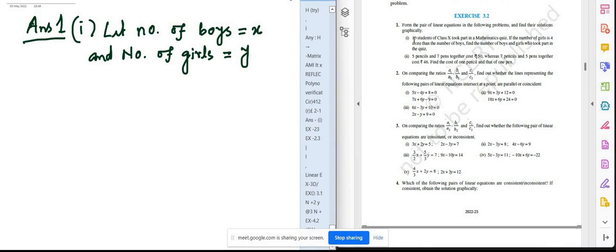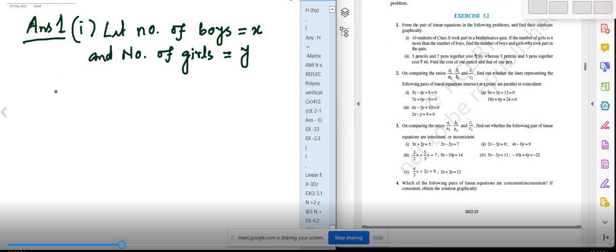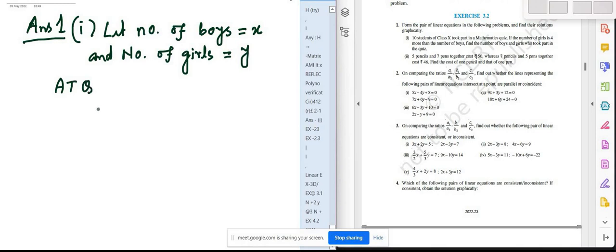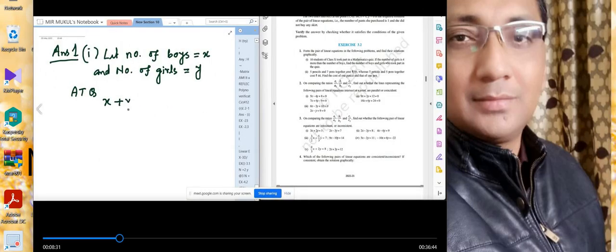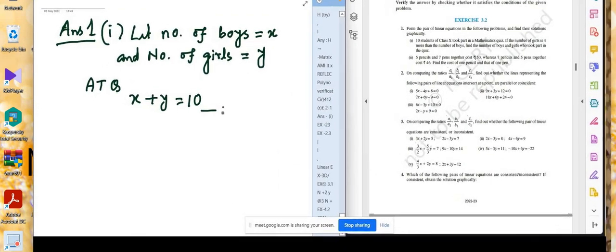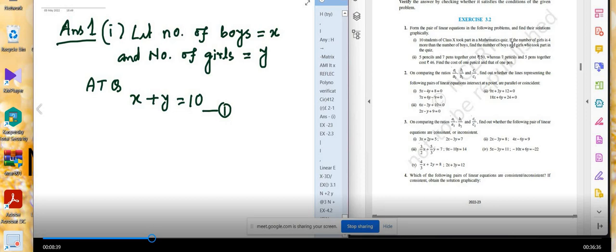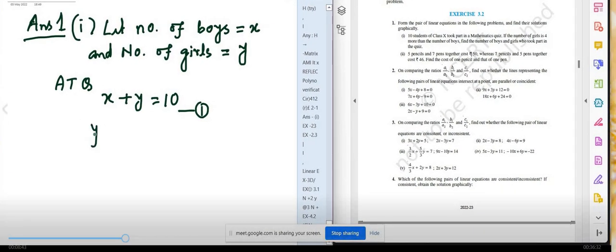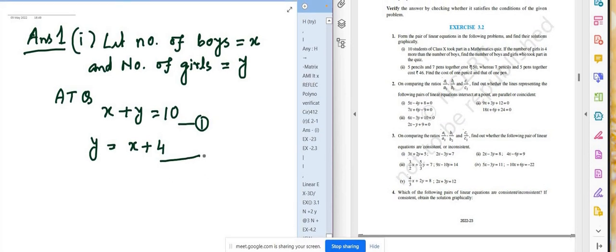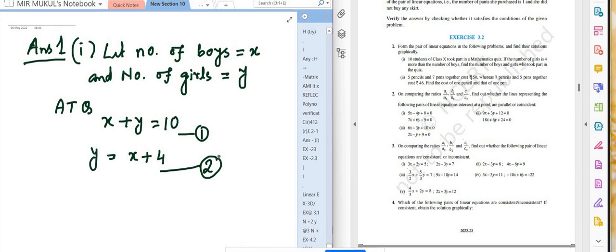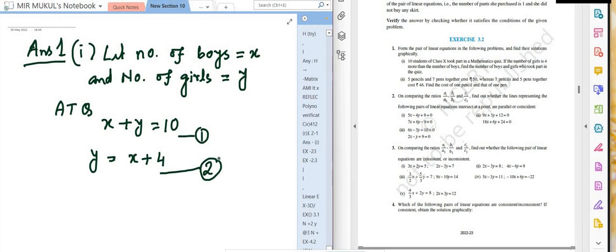Now the total number of boys and girls is 10. So according to the question, the first equation will be x plus y equals 10. This is the first equation. And the second equation, number of girls, that means y equals x plus 4. And this is equation number 2. So we represent the situation in equations, right? Algebraically we represent. Now we have to draw its graph and tell the total number of boys and girls.